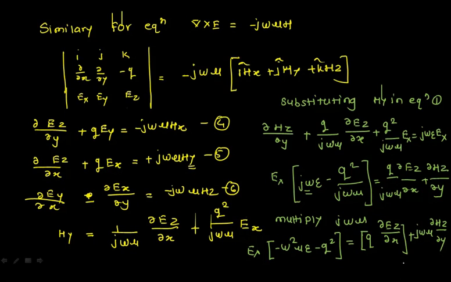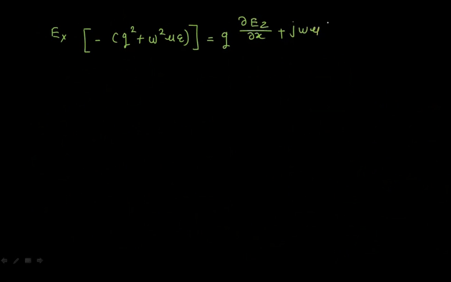See, if I have got this equation, I can do one thing. I am interested in the x component, so here I can take this component and this complete side will go on the other side. So I can simplify it further. If I simplify it further, I'll get ex times minus gamma square plus omega square mu epsilon is equal to gamma d of ez dx plus j omega mu d of hz divided by dy.